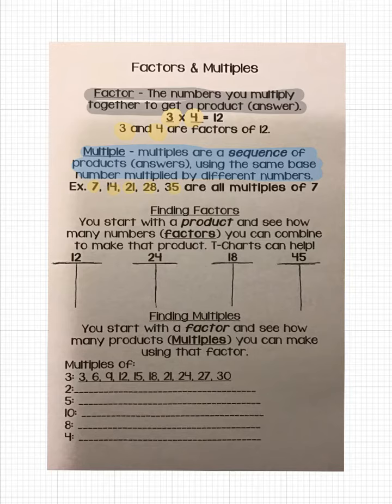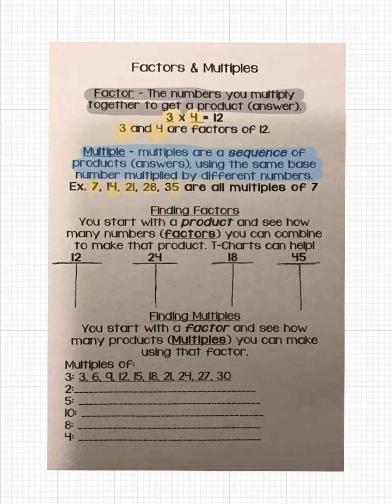Okay, so we're going to look at finding factors and finding multiples. We're going to do this over the next couple days, but first, finding factors. You start with a product, which is not a factor. Product is the answer. You start with a product and see how many factors you can combine to make that product. I really like to use T-charts. They can help. So we're going to look at 12. A T-chart makes it really easy. This is a T-chart, looks like a T under the number.